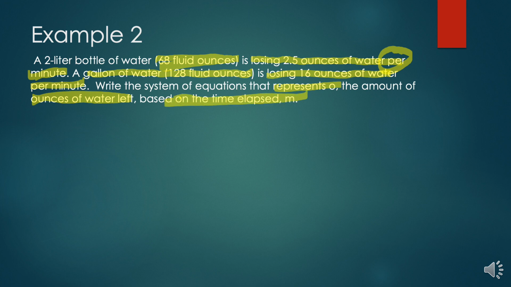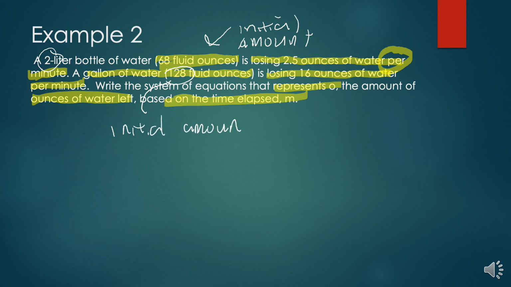So as I go back and annotate, this 2 right here is actually a distractor number because they actually want you to pay attention to the ounces. So if this is how much it is, this is actually an initial amount. And this right here is also another initial amount. And just to, I could go ahead and write my variables. This is O for ounces left, M for minutes.